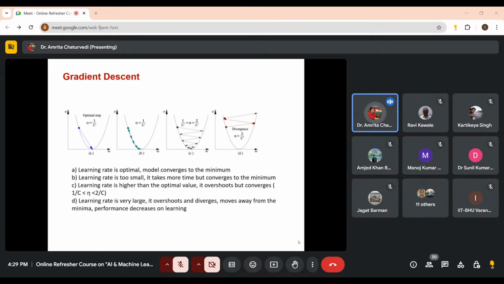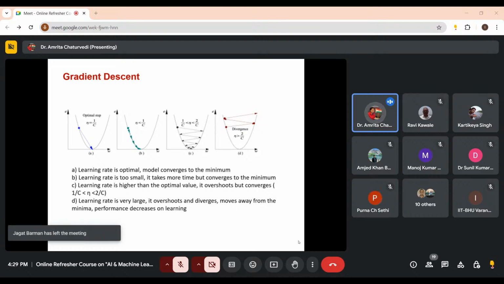In figure C, you see the learning rate is higher than the optimal value, right? So your optimal value is 1 by C and eta is a little larger than 1 by C. However, it is smaller than 2 by C, that is smaller than 2 times the optimal value. Then in that case, you will overshoot the point, but slowly converge to the solution.